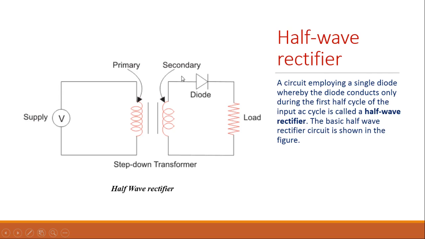So, since a single diode is used, it will be utilizing only the positive half cycle of the AC input voltage and giving the output during only the positive half cycle of the AC input voltage, and no output will be obtained during the negative half cycle of the AC input voltage, and therefore, the name half wave rectifier.